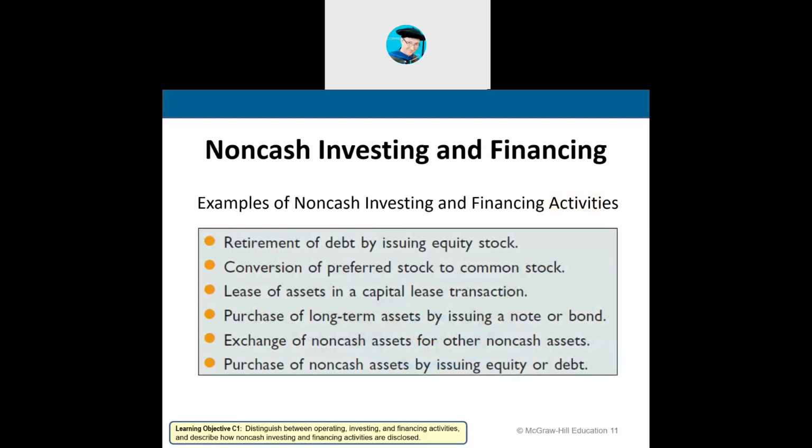So to recap, there are three primary categories on the statement of cash flows. Operating activities, which is the day-to-day operations of the business: cash coming in from the sale of goods and services to customers, and cash going out for day-to-day expenses. We have investing activities, which is cash coming in from the sale of property, plant, and equipment, and cash going out from the purchase of property, plant, and equipment.